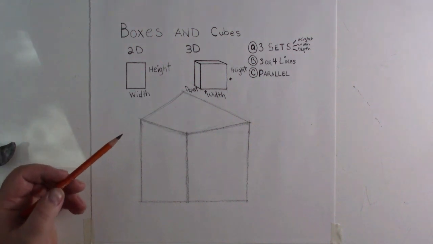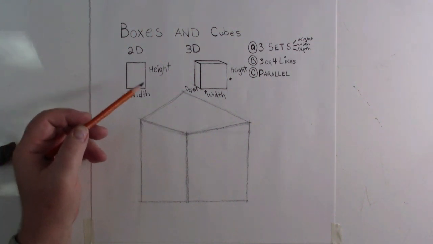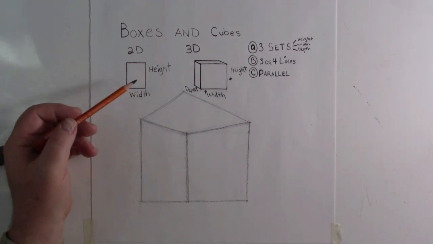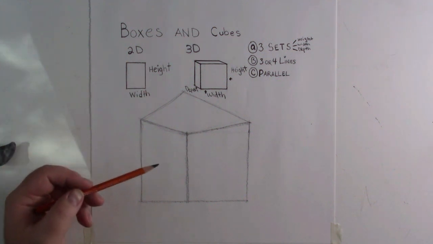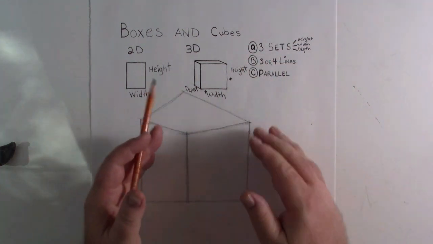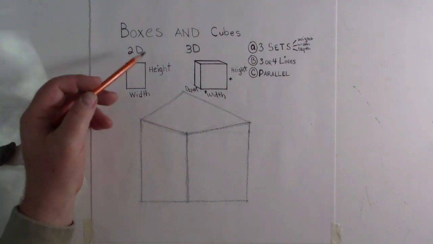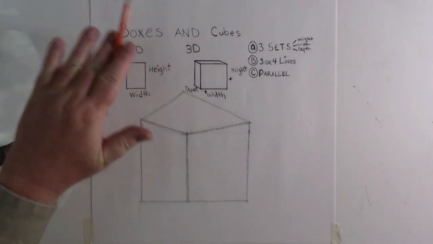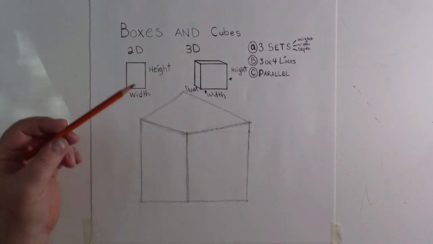Now, 2D shapes, whether they be rectangles or squares or triangles or circles, only have height and width. They're 2D. They've only got those two things, height and width, and that's what makes something 2D. They have no three-dimensional space. They're completely flat as a pancake, like my piece of paper. All right, so only height and width.